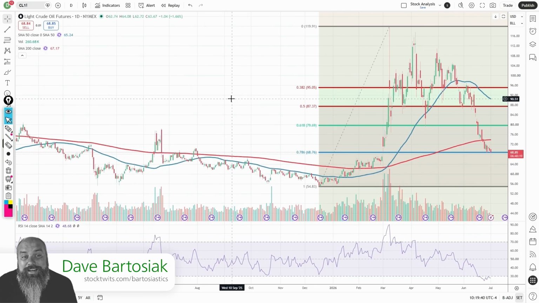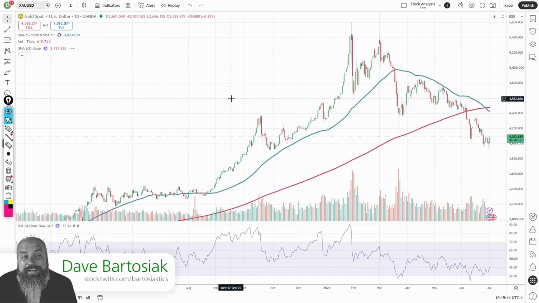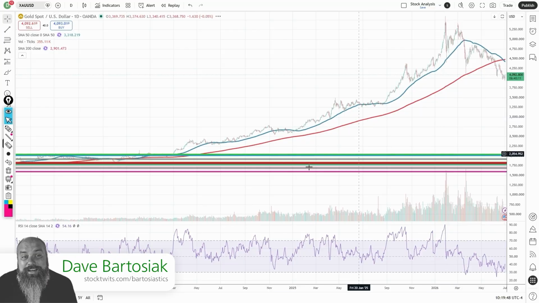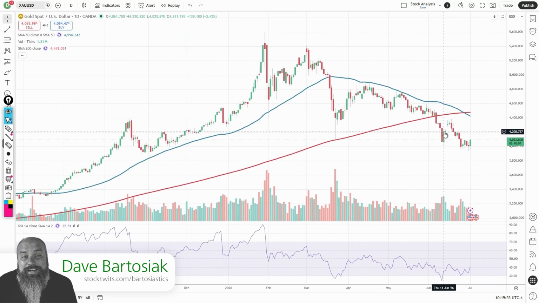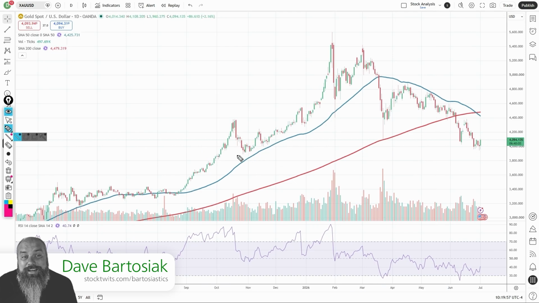The last thing that I want to touch on is gold. And how the mighty have fallen here. Look, I have fibs from years ago that I had back in here. But this time, what I really want to focus on is just these sort of swing lows for gold and the moving averages, because they really came into play, as well as the relative strength index.